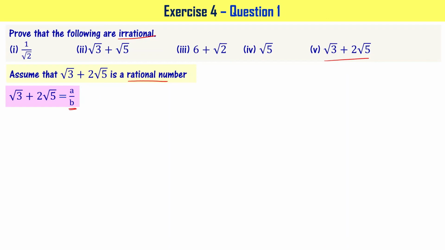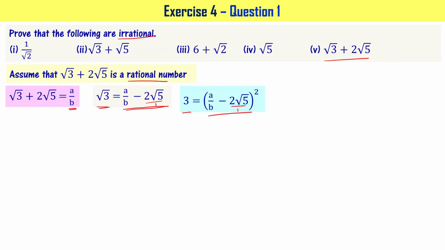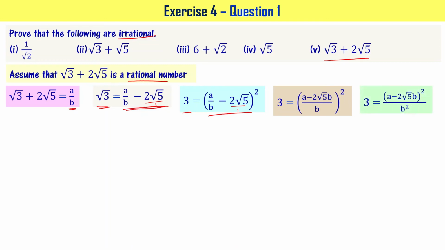Let me rearrange this equation such that it can be written as root 3 equal to a by b minus 2 root 5, right? If I take square on both the sides, I can write it as 3 equal to a by b minus 2 root 5 whole square. Now you simplify this so that it can be written as 3 equal to a minus 2 root 5 b divided by b whole square, right? This can be further rearranged and written as 3 equal to a minus 2 root 5 b whole square divided by b square, right?